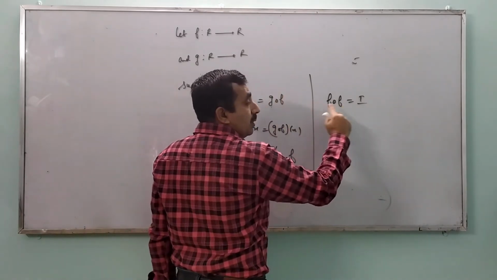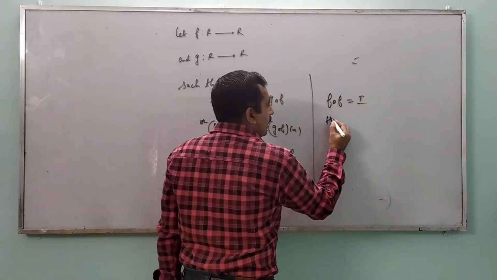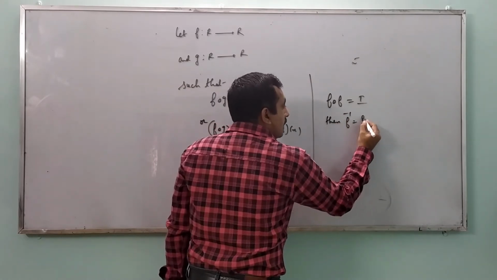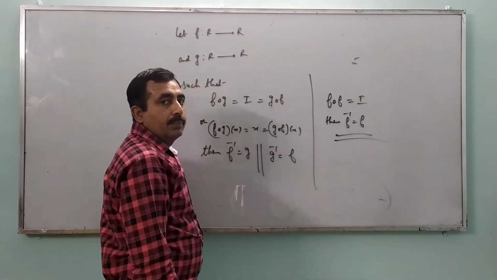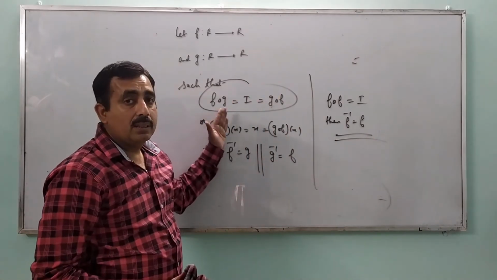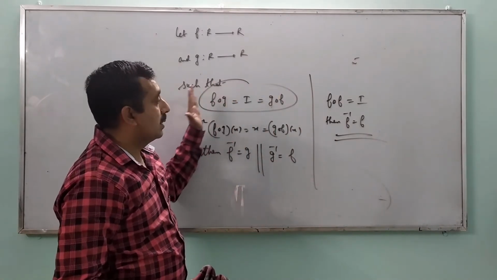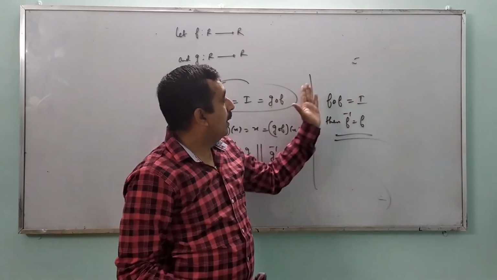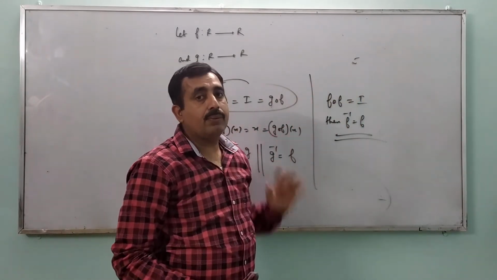But if both the functions are the same, f of f is I, then f inverse is f. So if the composite function is I, then both are inverses of each other. F inverse is g and g inverse is f. If f of f is I, f inverse is f.